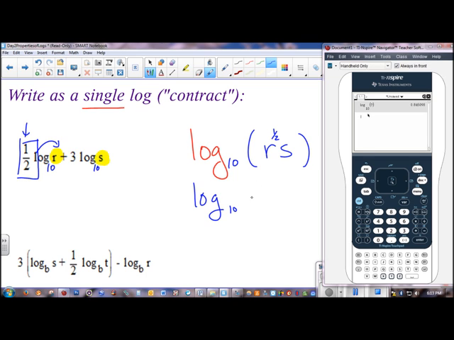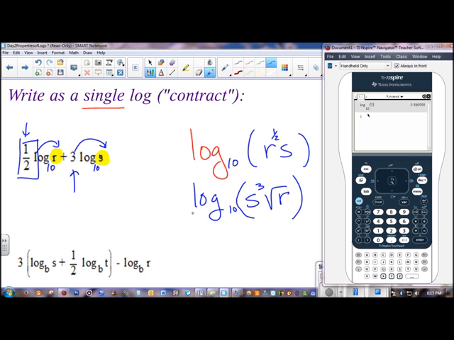So my final answer here would be log base 10. Whether you write the 10 or not is up to you. And I'm going to put an S in front of the square root of R. Whoops, I forgot my 3. I had a coefficient of 3 as well. So that coefficient of 3 has to become an exponent on the S term. And again, I'll show the parentheses with the argument. So that final blue log would be my final answer for this particular problem here.